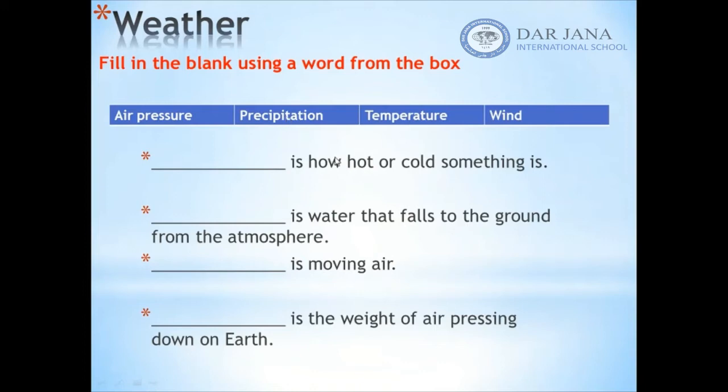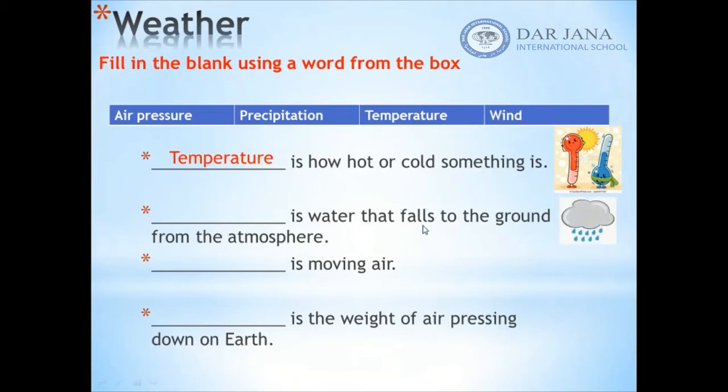So the first one is how hot or cold something is. Look at this picture, it has two tools. They are the thermometer, we need to know them. So when it's hot, it's red. When it's cold, it's blue. So this is showing how hot or cold something is. So what do we call this phrase? It is temperature.